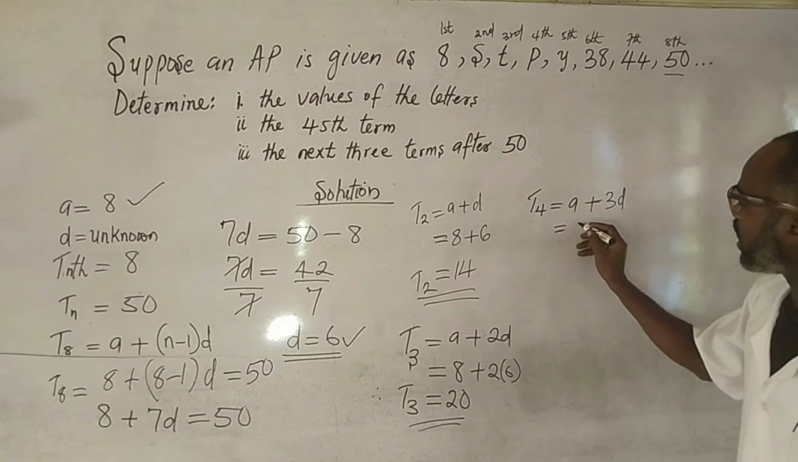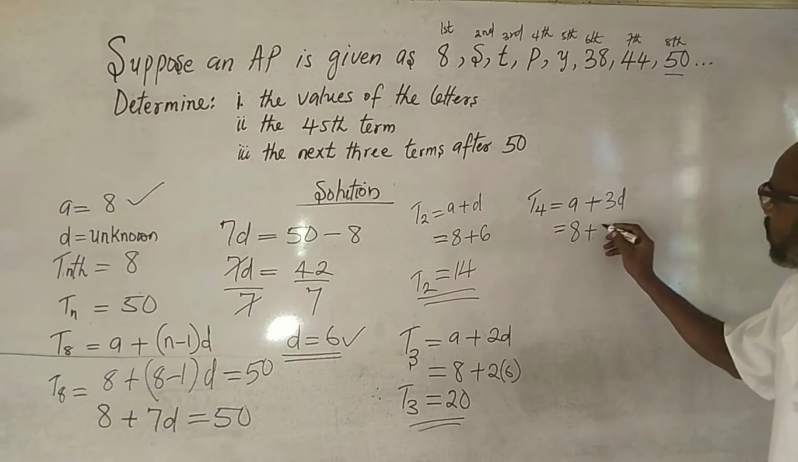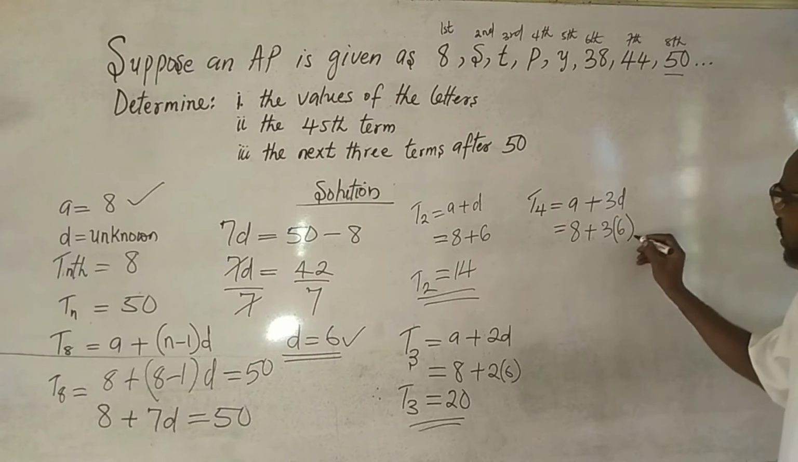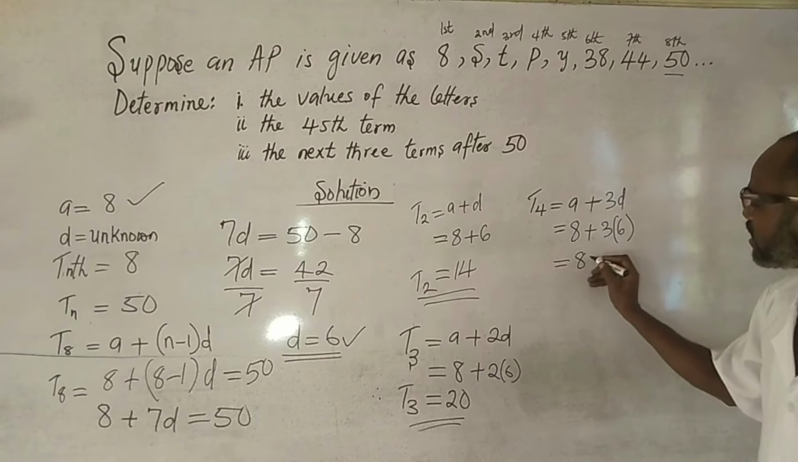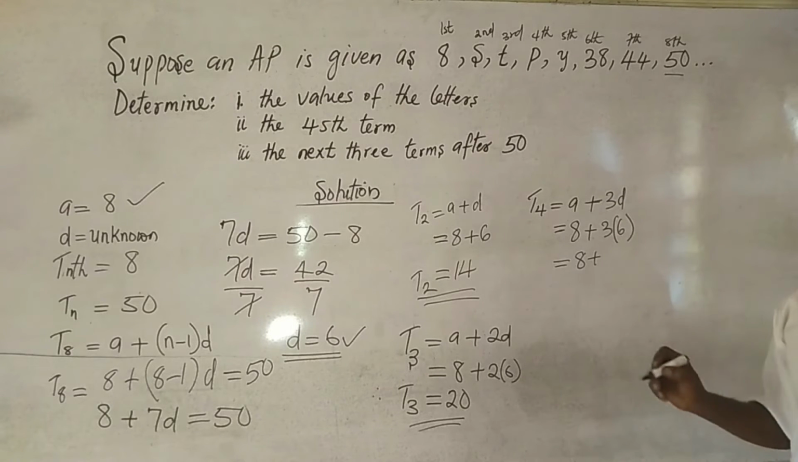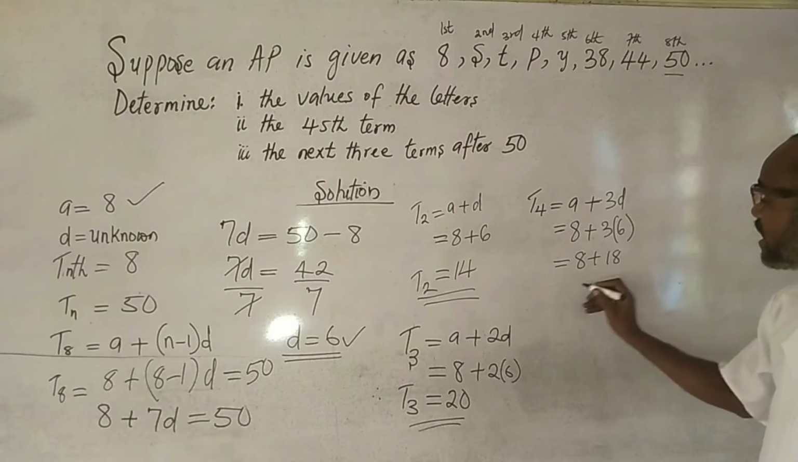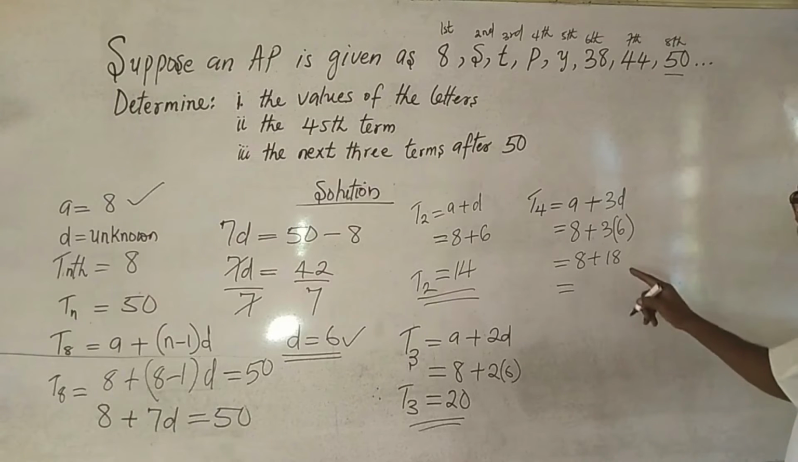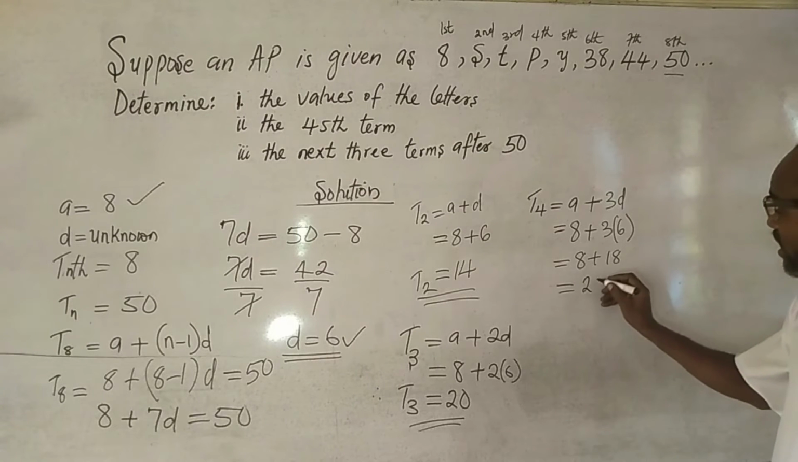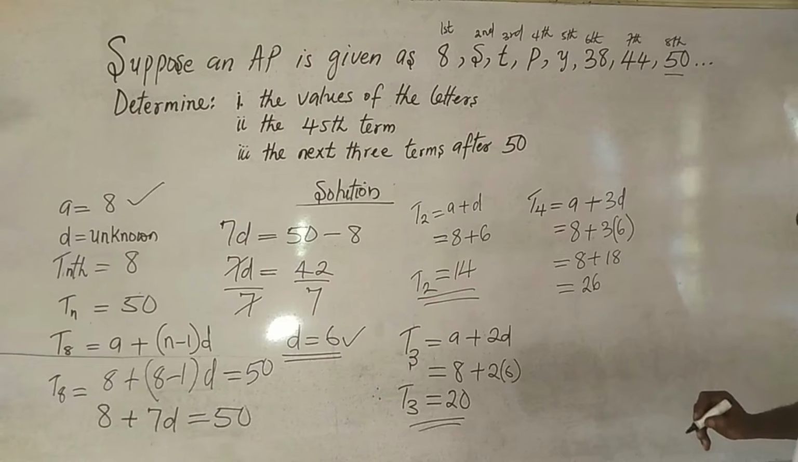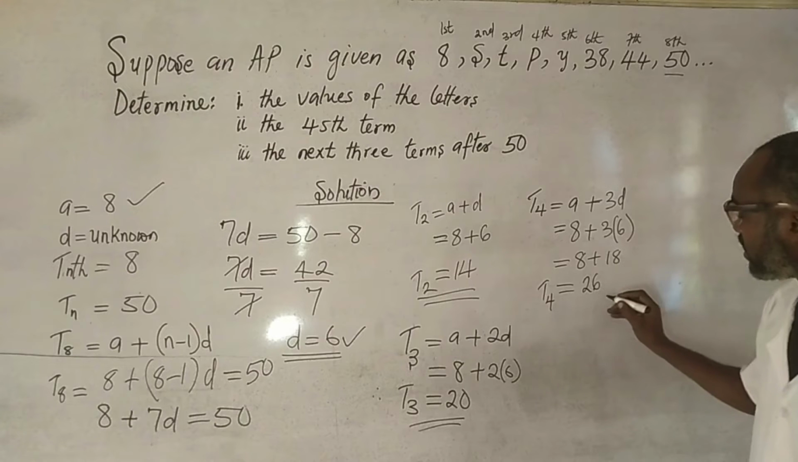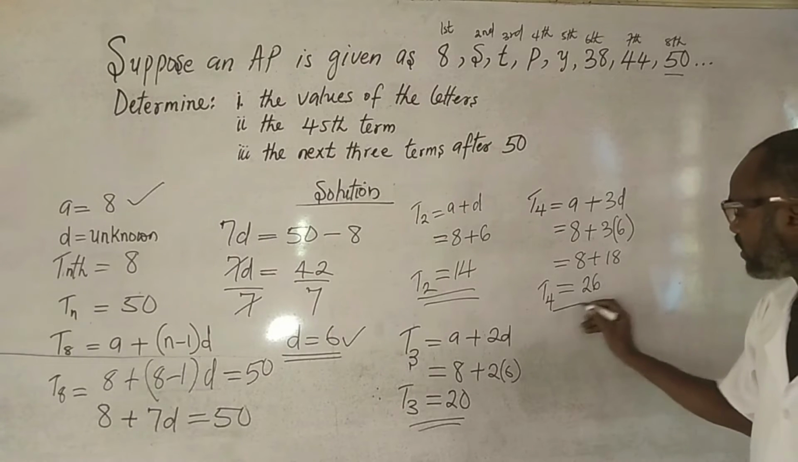First term is already 8. Then 3, bracket open, we have common difference, which is 6. And we go again. 8 plus 3 times 6 is 18. 18 plus 8 is going to give us 26. Right. So T4 is 26. Correct. So we found this.